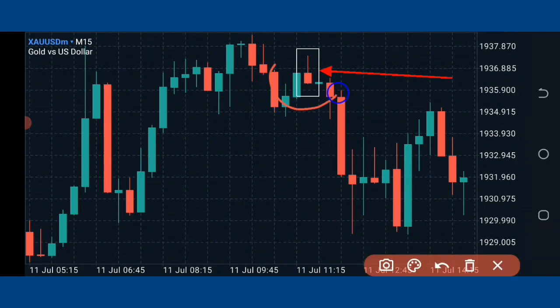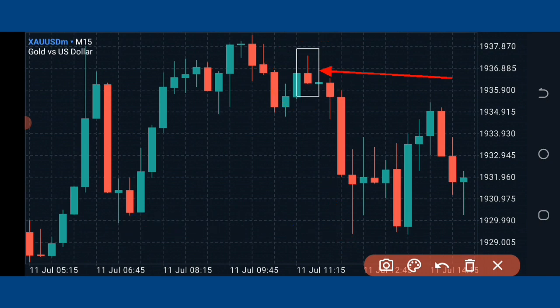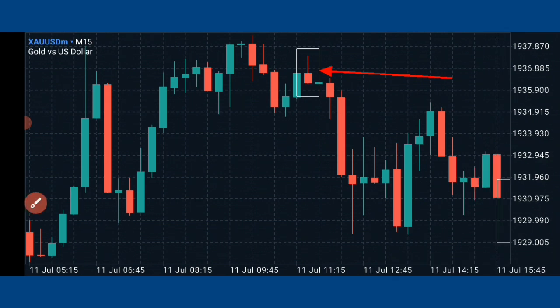Just look at this as well. This is another shooting star candlestick. When it appears, what happens? The market comes down and you take your TP right from here. That is some pips. Alright. So let me go to the next candlestick. I've shown you two examples of what it is.